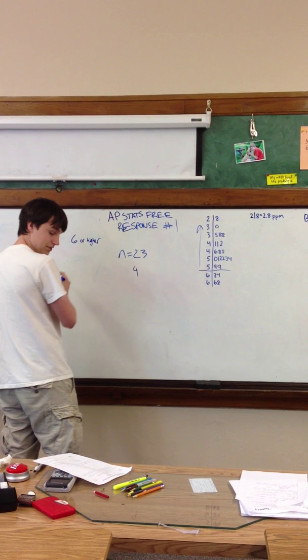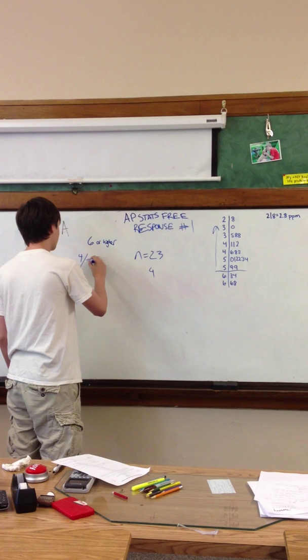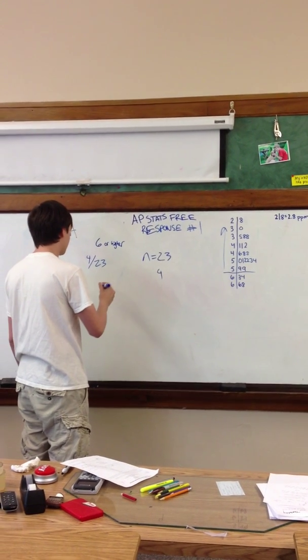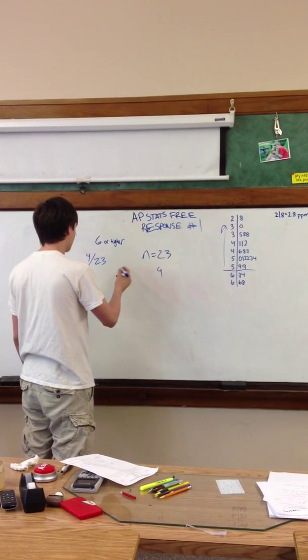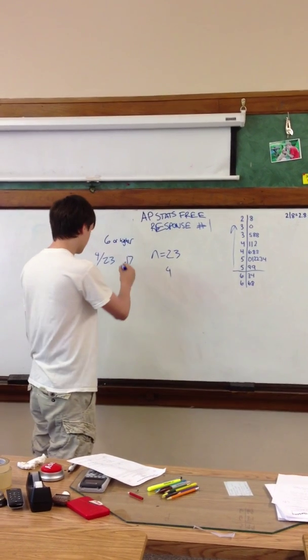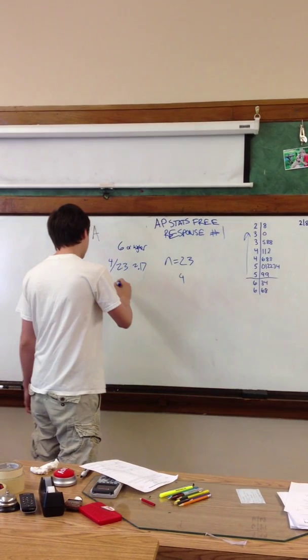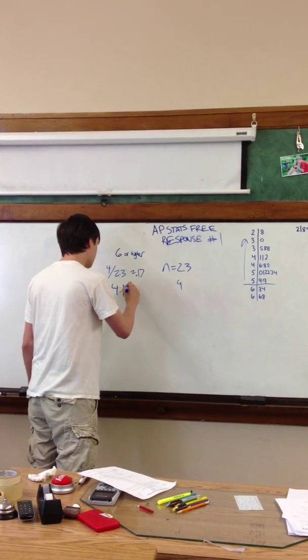So for the proportion, I think what it asks for, yeah, you can just divide 4 by 23. It's pretty simple math, which should give you, if you type that in your calculator, a value of 0.17 roughly. And for the ratio, that'd be 4 to 19.